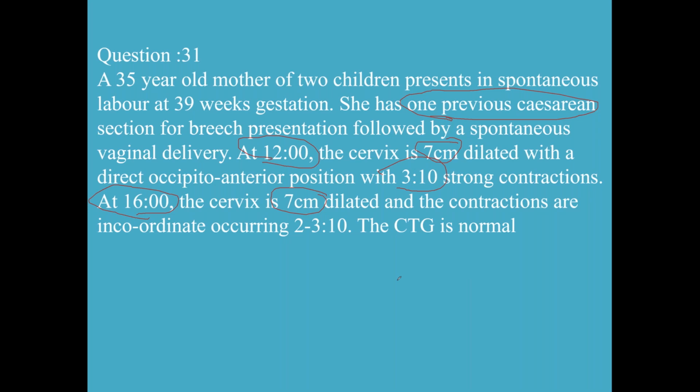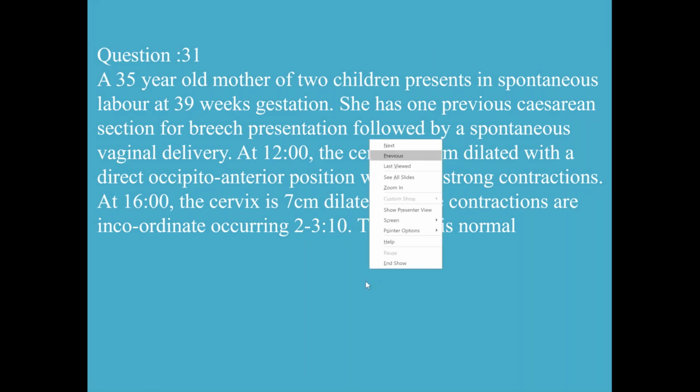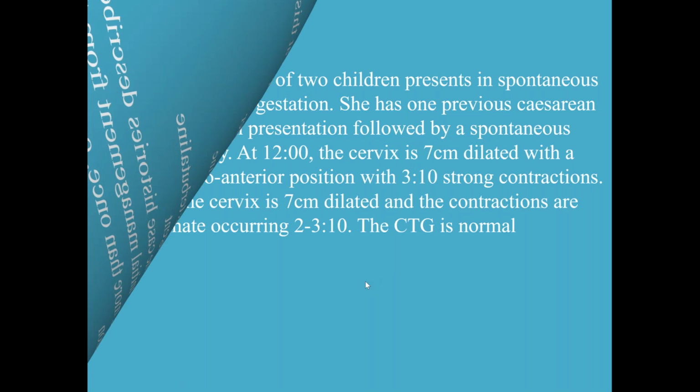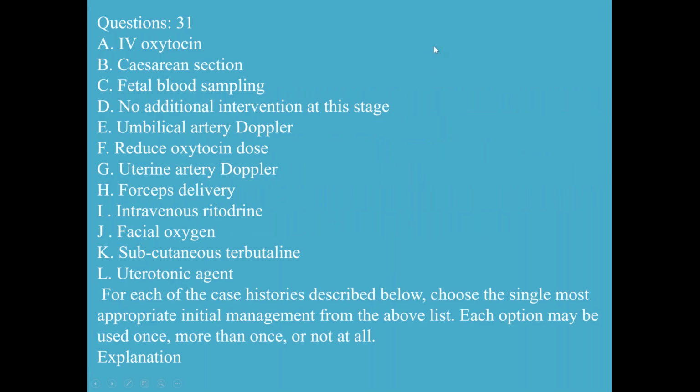So it seems that at 12 o'clock she was 7 centimeters, and after 4 hours, in spite of strong contractions, she is still 7 centimeters. Is it a delay in the second stage? No, she is not in the second stage. She is still in the first stage of labor, established first stage. Let us look at the options, doctor. Can I see the options, please?